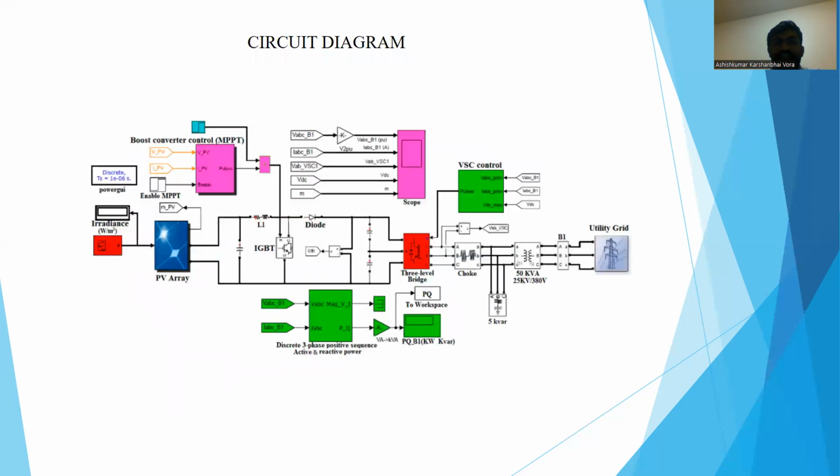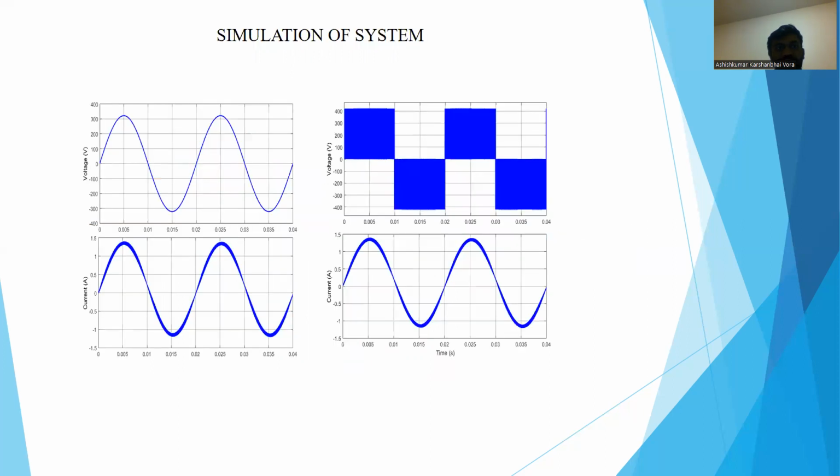And this is the circuit diagram of the MATLAB simulation which I used in MATLAB for the output waveform. In this system, I use many electrical components like scope, three-level bridge, boost converter control, PV array, and choke. So you can see the circuit diagram which I already built in the MATLAB system.